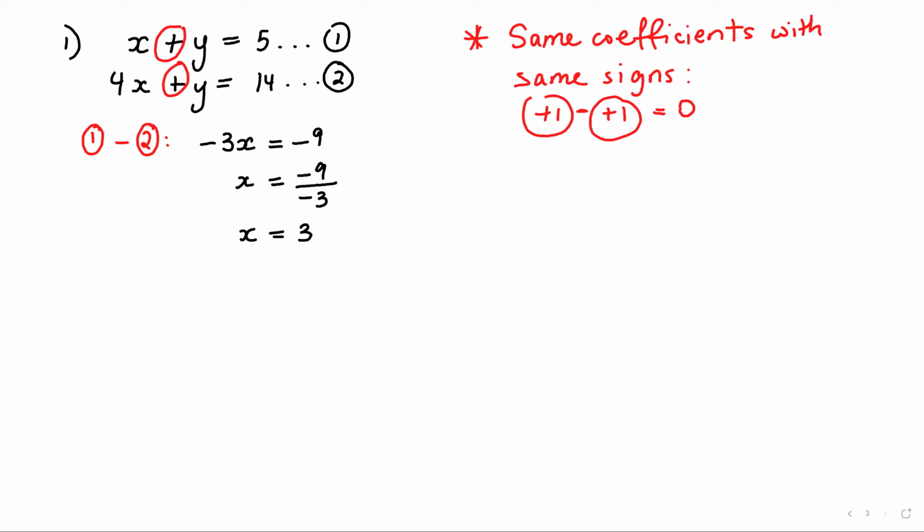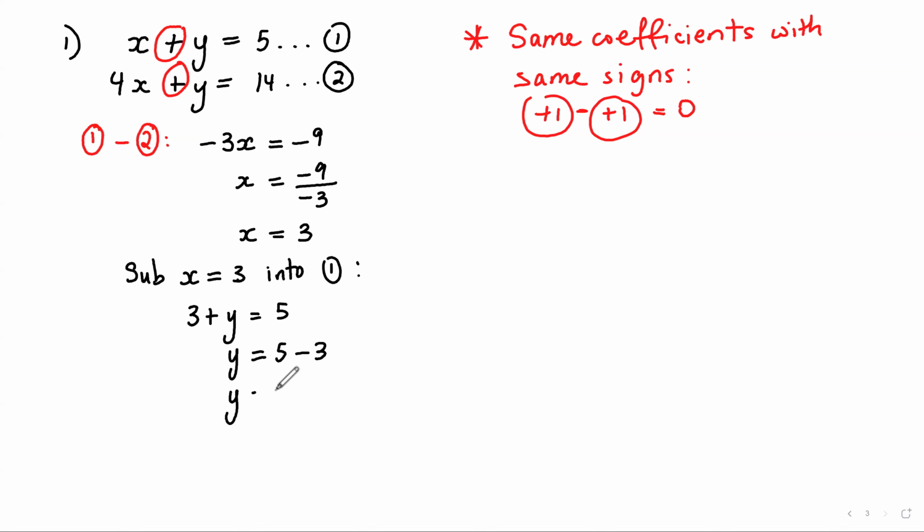And once I have what x is, I can substitute that. So substitute x is equal to 3 into any one of the equations. I'm going to use equation 1 since it's a simpler equation. Wherever I have x in equation 1, I'm going to replace it with 3. So 3 plus y is equal to 5, then y would be equal to 5 take away 3, which gives me 2. So my solution to this pair of simultaneous equations is x is equal to 3, y is equal to 2.